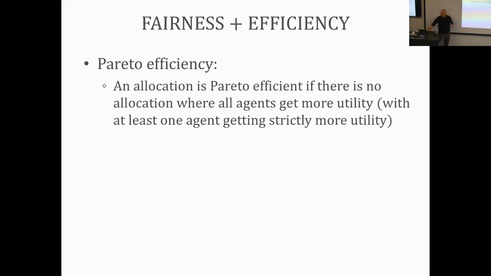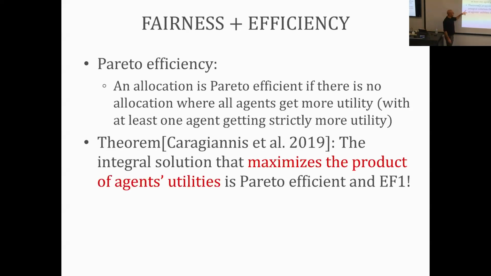Efficiency. So what do I mean by efficiency? I mean Pareto efficiency or economic efficiency. An allocation is efficient if you can't make everyone happier without making anyone less happy. Fairly standard notion of efficiency. And the big result here is a theorem by Caragiannis et al., which won the Kalai Prize a few months ago. The Kalai Prize is a fancy prize in my area. It says that finding the integral solution that maximizes the product of agents' utilities is efficient and EF1.